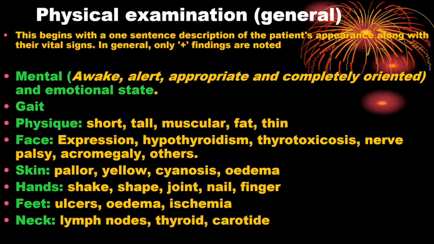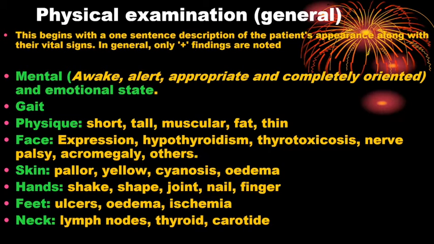Neck examination is important to look for the lymph nodes, the thyroid gland, and the carotid. By lymph nodes, we have to examine the submental, submandibular, periauricular, postauricular, anterior cervical, posterior cervical, supraclavicular, infraclavicular, and occipital lymph nodes. All these areas should be examined because enlargement may be due to different types of diseases, from benign to malignant disease.